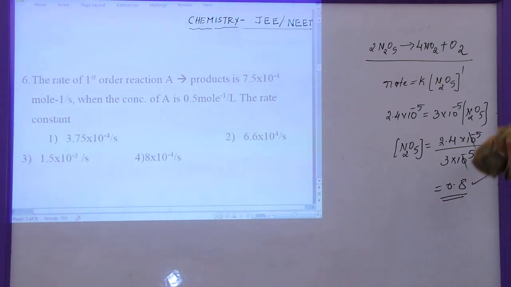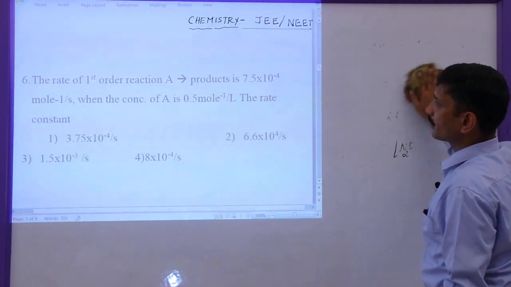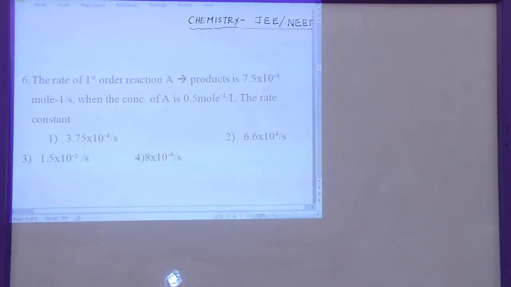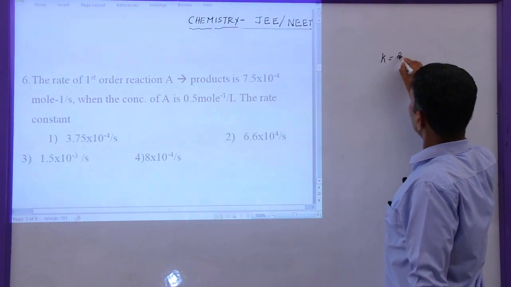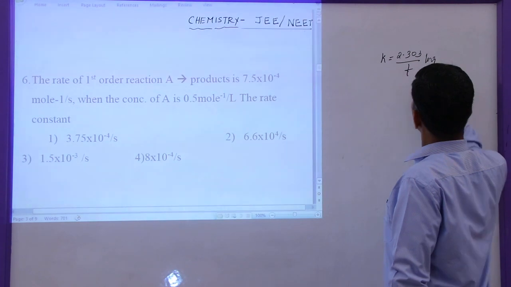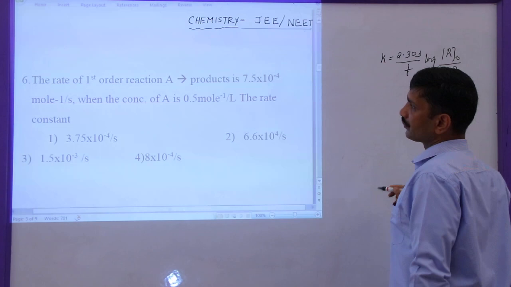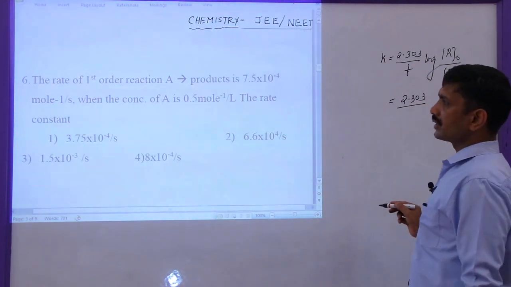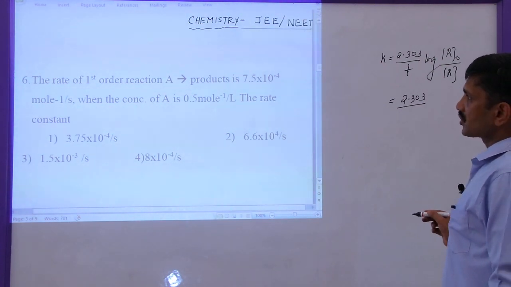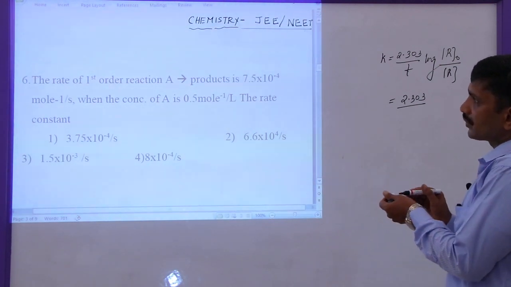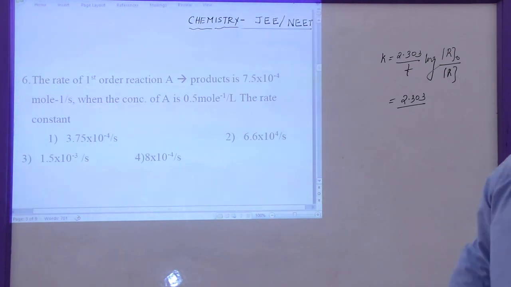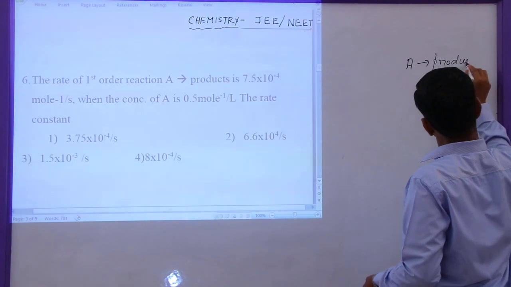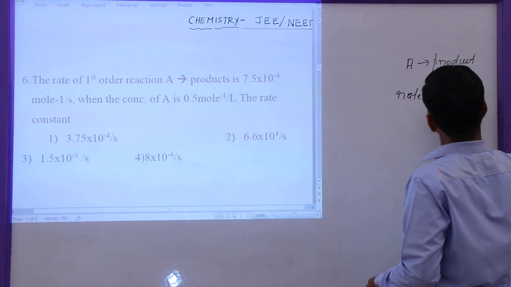The rate of the first order reaction A gives a product is 7.5 into 10 to the power minus 4 when the concentration of A is 0.5. What is the rate constant of the reaction? This is a first order reaction, so K is equal to 2.303 divided by T log of initial concentration divided by remaining concentration. But here the rate of the first order reaction is given, so you can do it directly: rate is equal to K into the concentration of A.